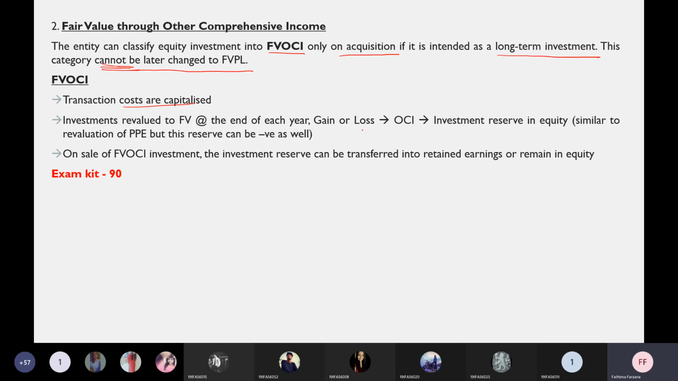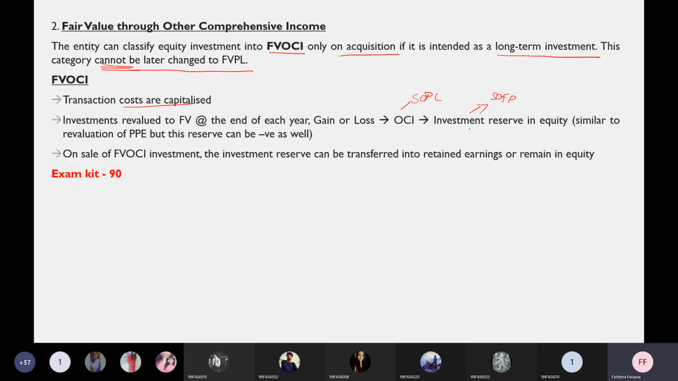And gain or loss is taken to OCI, that is other comprehensive income. And later on, this OCI will be in your SOPL, right? And this investment reserve in equity will be in your SOFP, because adjustments will appear twice. So any investment related to equity that is revalued under FVOCI, means the gain or loss should be taken to OCI, that is in SOPL, other comprehensive income, as well as an investment reserve in equity, similar to revaluation of PPE. But this reserve can also have a negative value as well.